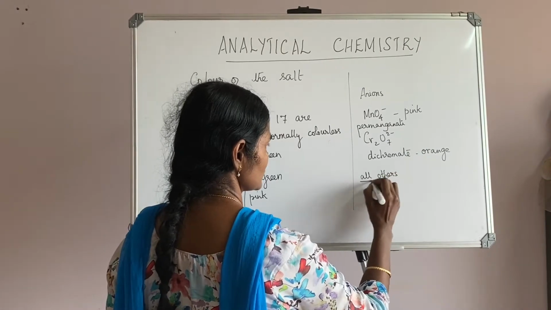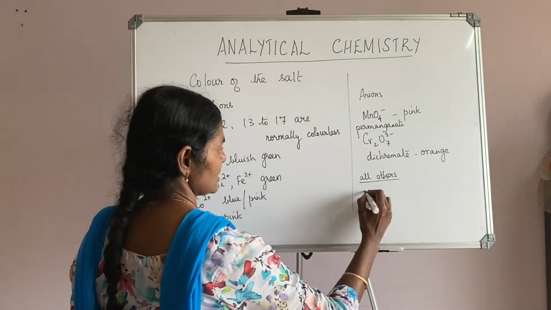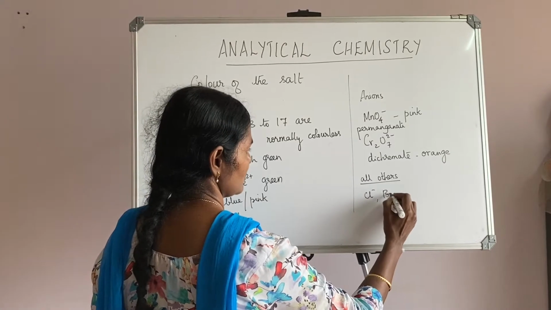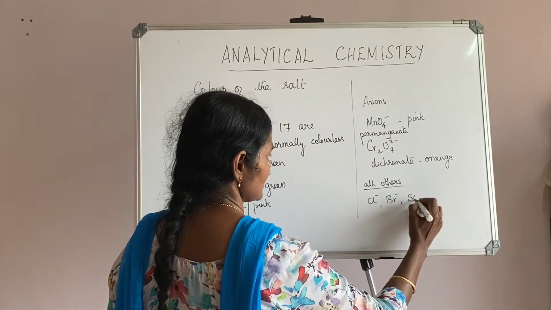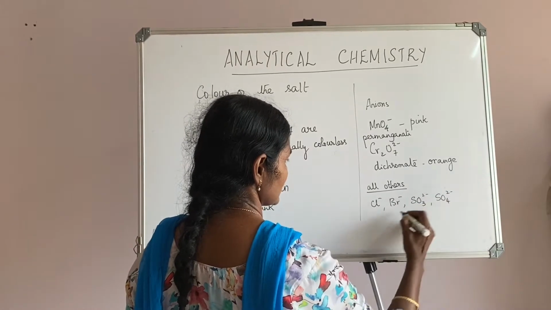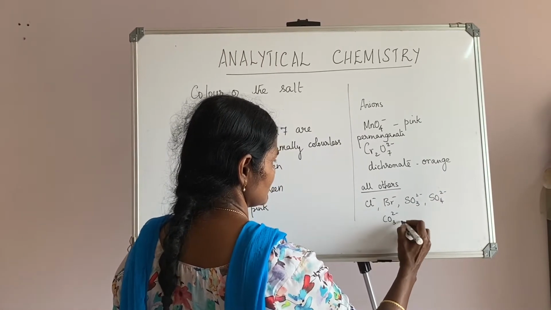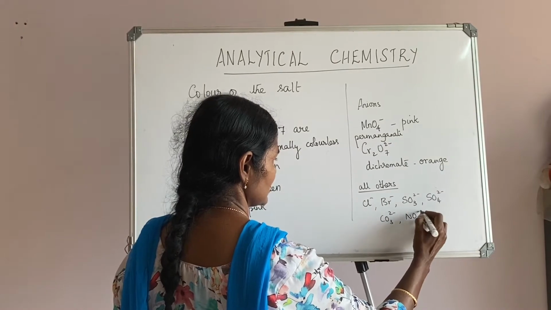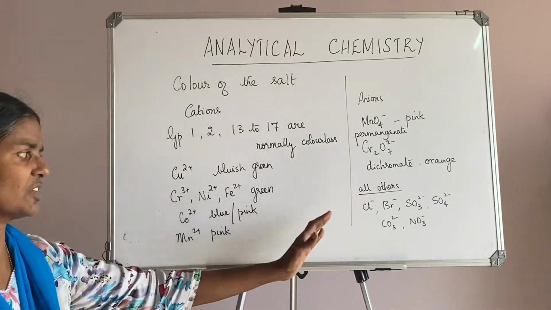Other than this, all others give a colorless solution, which means, let us take chlorides or bromides, sulfites, sulfates, carbonates, nitrates, and so on. All others would be colorless.